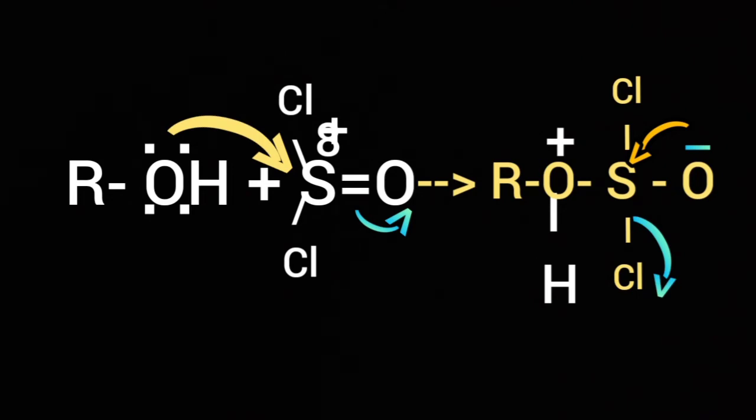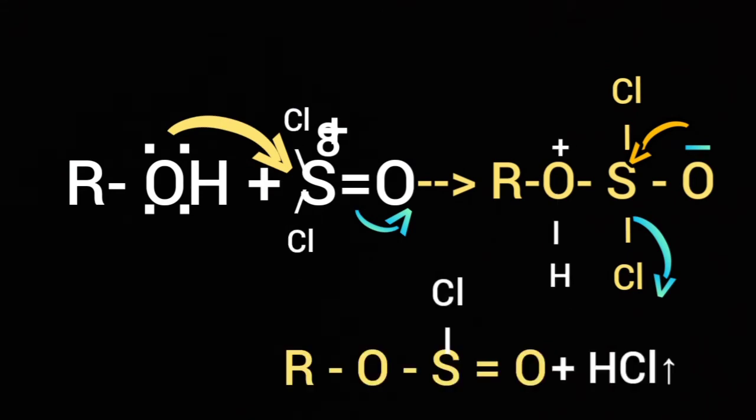Chlorine is removed as Cl minus. At the same time, O plus withdraws electrons from the OH bond because oxygen is electronegative and cannot carry a positive charge for a longer period. H plus released from OH and Cl minus combine to give HCl. The bond between H and Cl is strong, and the intermediate formed is ROSOCl, alkyl chlorosulfite.